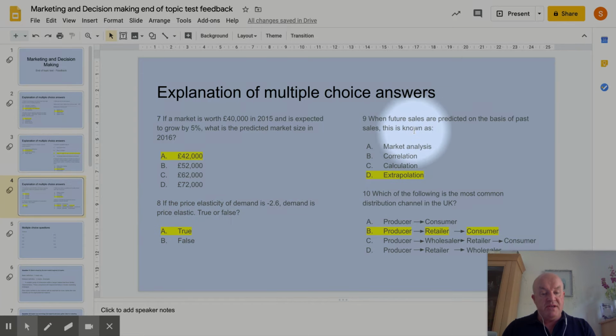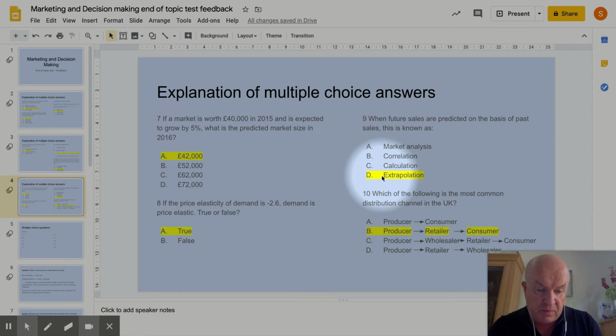Okay, question number 9 then. When future sales are predicted on the basis of past sales, this is known as one of these 3 things: market analysis, correlation, calculation, or extrapolation. Well, I think we may have mentioned that on one of the previous questions, where if you're trying to predict where a market might go based on past sales, you might graphically show that, and then you will extrapolate the line, that trend line, if you like, to see where you think the sales may go. So in this instance, that wouldn't be market analysis, it wouldn't be correlation and it wouldn't be calculation, it would actually be extrapolation.